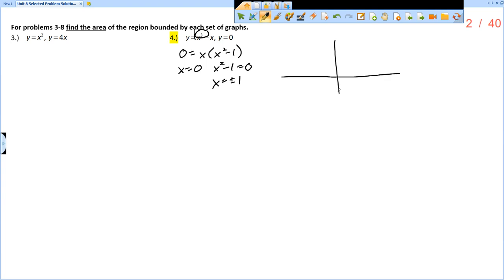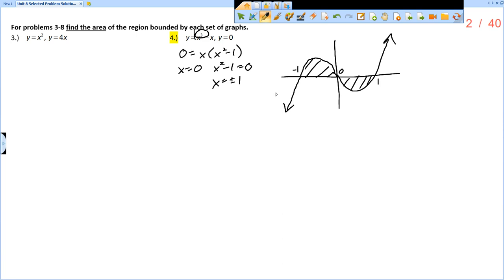All right, so what does that mean? Well, that means it looks like this, right? It has its left end behavior down, its right end behavior up, and it goes through each of those zeros, right? And then I have y equals 0, right? So what is y equals 0? Well, y equals 0 is the x-axis, the horizontal line. And so I have two regions here that I want to find the area of, that are bounded. The first one is the region that goes from -1 to 0, and then I have the region that goes from 0 to 1.